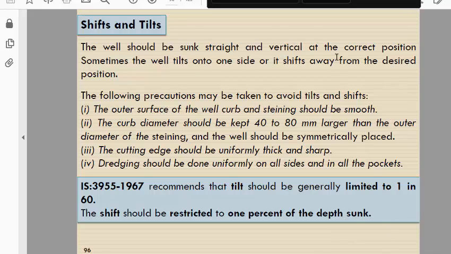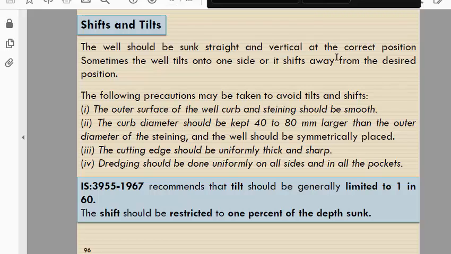Next topic is shifts and tilts. So basically, what is shift and tilt? Basically during the sinking, the well does not stay vertically in the correct position. Sometimes it slides from one side to another, away from the desired position. That position is called shifting and tilts, because the water is there. So what precautions should be taken to avoid that shifting and tilting? We are discussing that topic, and what the IS recommendations are.